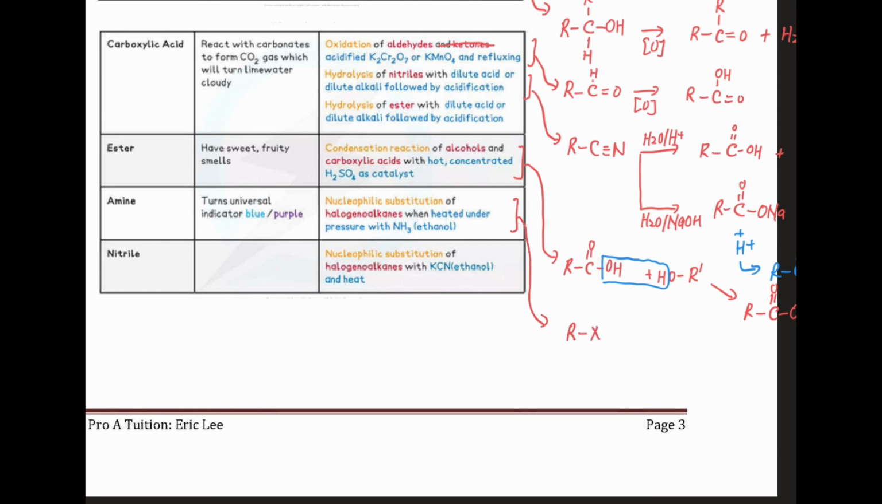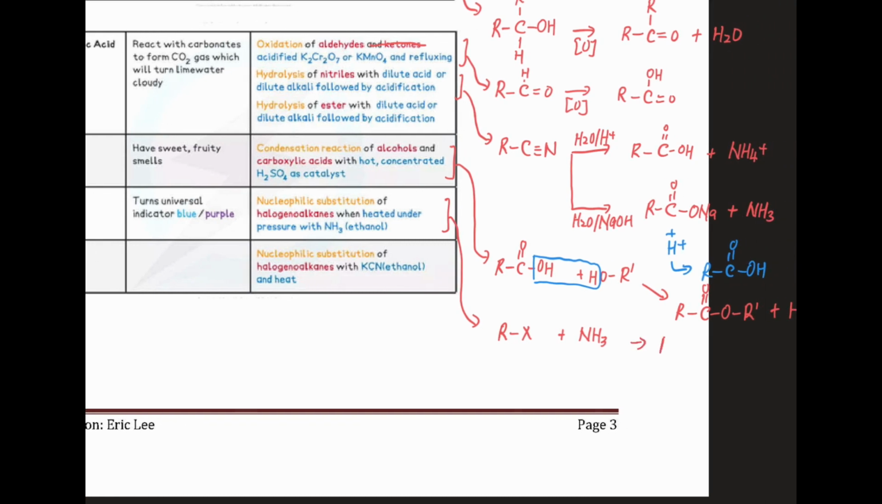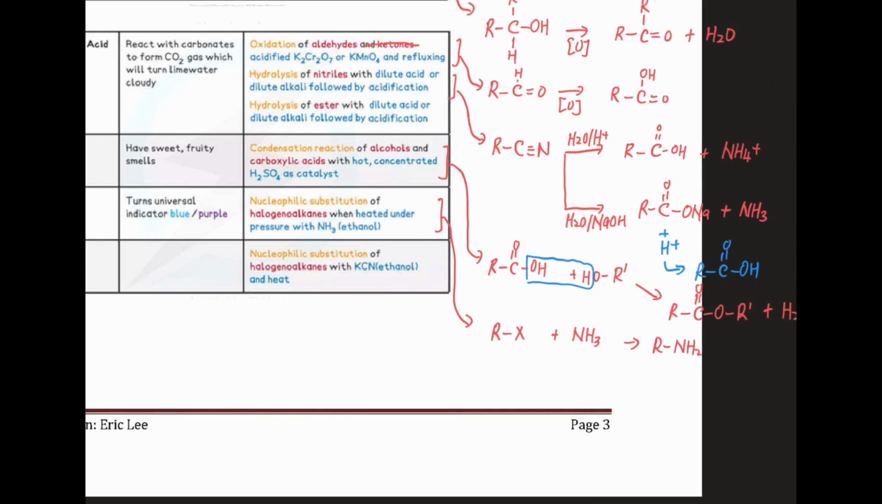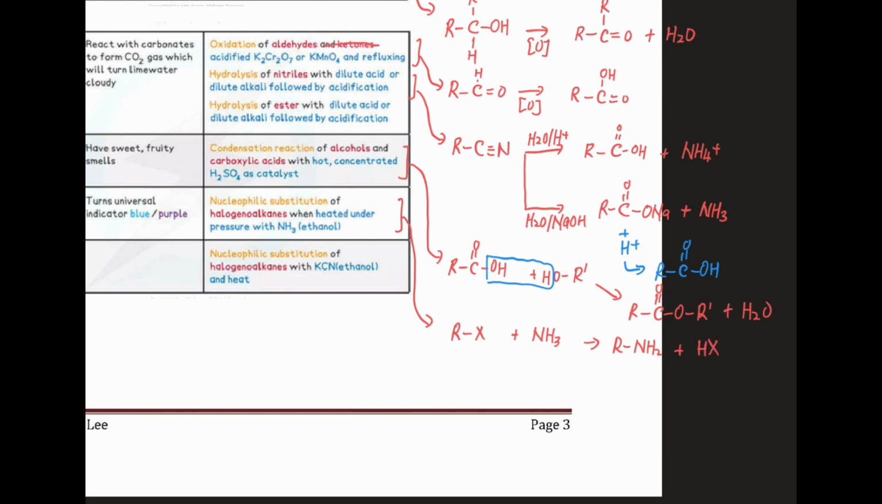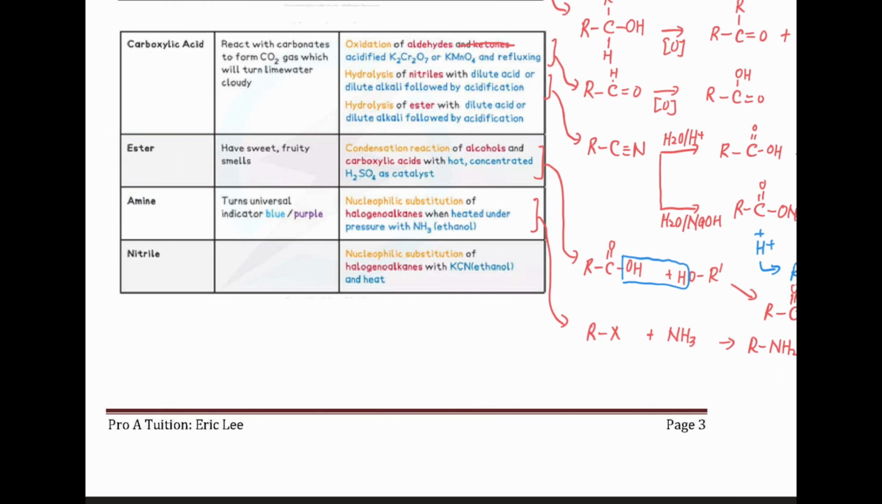So RX plus ammonia, so it becomes RNH2 plus HX. And finally nitrile, no test, but how to produce. Nucleophilic substitution of halogenoalkane with KCN ethanol and heat. Okay, equation. RX plus KCN become RCN plus KX.